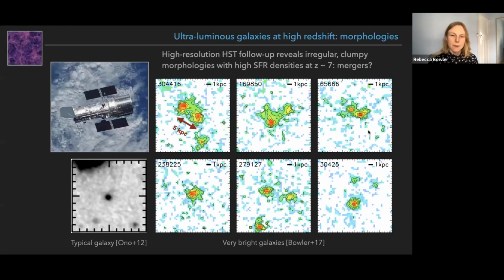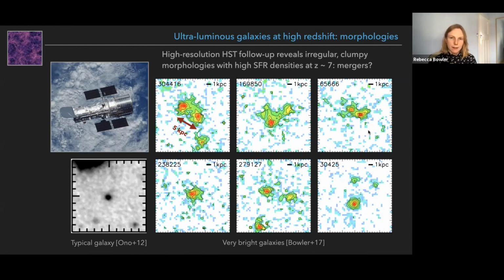Okay, so now I'm going to focus a little bit on some follow-up work we've done on these samples of very ultra-luminous galaxies at redshift 7. So this is the red points I showed you in the luminosity function. I said 10, but they're actually around 30 galaxies in those bins. And these are really luminous, and that means that we can follow them up and get very, very interesting results from other telescopes to understand their properties a bit more.